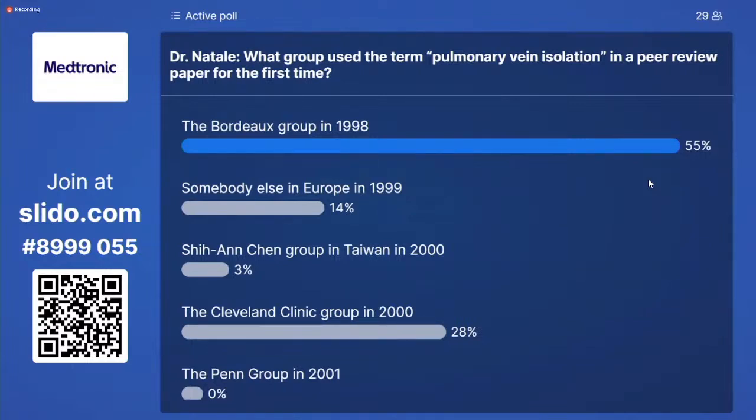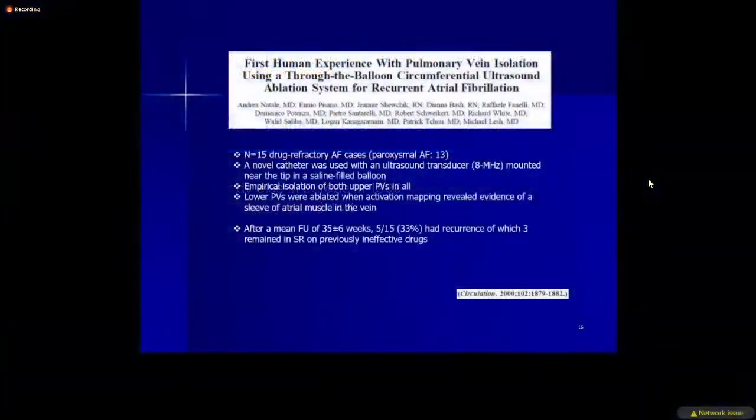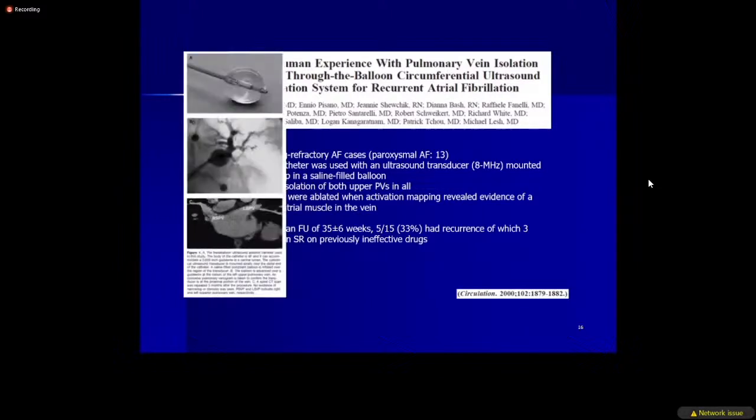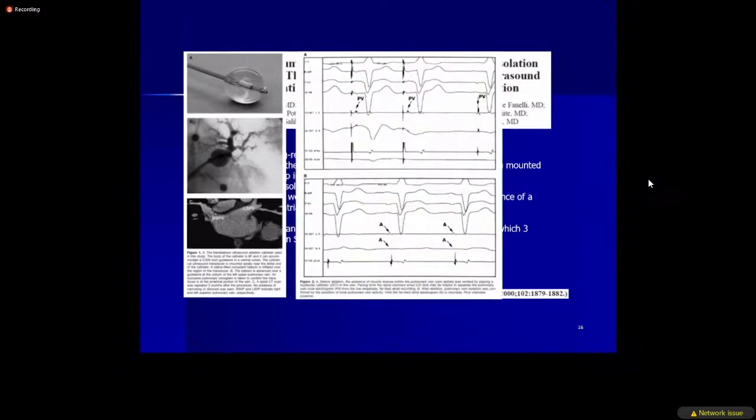So actually, this is the first paper, in 2000 from the Cleveland Clinic, where we published and used the term pulmonary vein isolation. It was an ultrasound balloon that is not available anymore now. But this was the first peer-reviewed paper in 2000 where this terminology was used.